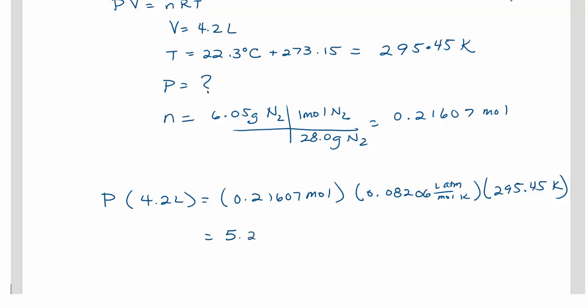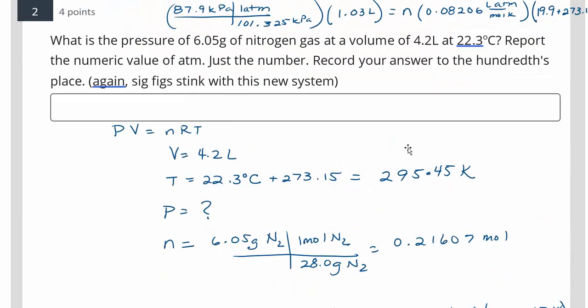I get 5.23857. It keeps going, but watch how the moles cancel and the Kelvin cancels. So we are left with liters and atmospheres. So the left side of my equation hasn't changed. I have P times 4.2 liters. I divide both sides by that 4.2 liters to get my P alone. That cancels out the liters, and I am left with 1.247 atmospheres. I'm going to scroll back up to the top.